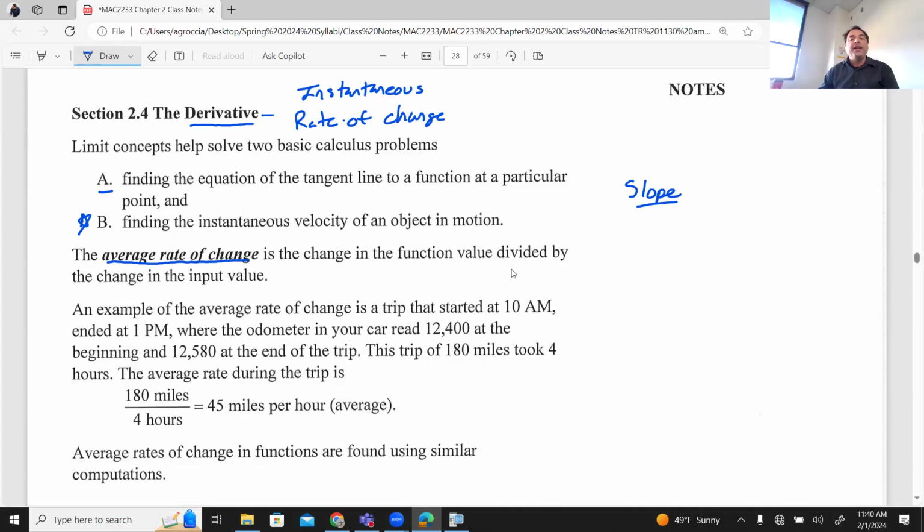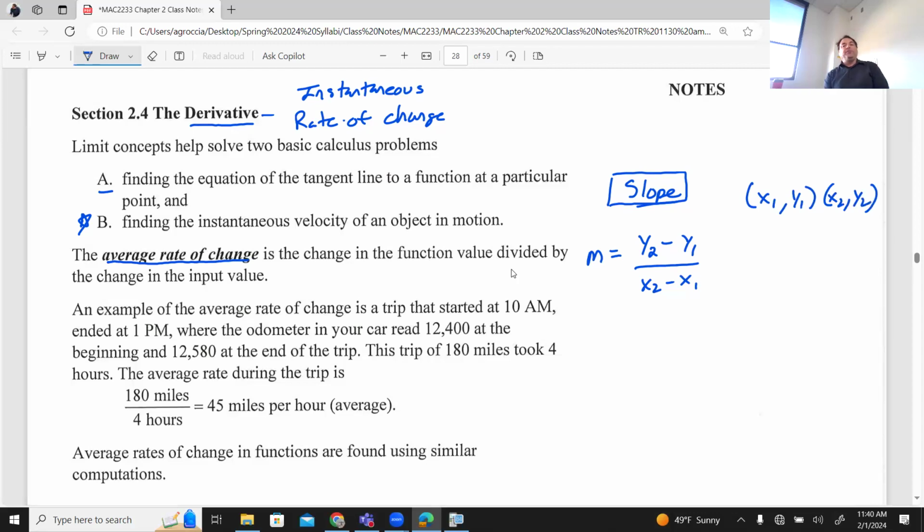So the whole thing is going to start with slope. And as soon as I say slope, all of you remember m equals y2 minus y1 over x2 minus x1. So when you have a point, x1, y1, and x2, y2, if you want to find the rate of change, you do slope. All of you remember that, right? It's the change in y over the change in x.